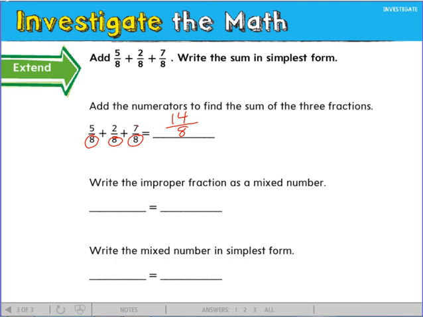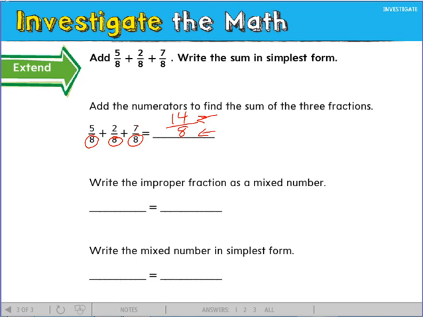First thing I want to do is take my improper fraction. Who can tell me what an improper fraction is? Gibby. Okay. Yes, 14/8 is an improper fraction, but why? Xavier. Right. When the numerator, the top number, is larger than the denominator, we have an improper fraction.